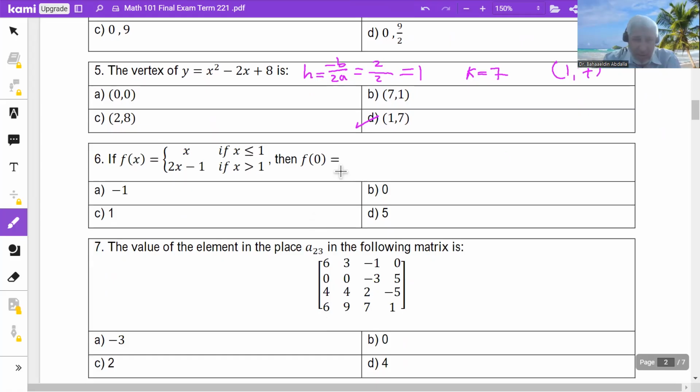And this is a piecewise function. How to find f of 0? Well, the definition would be x if x is less than or equal to 1. It would be 2x minus 1 if x is greater than 1. So you have to find out whether 0 is less than 1 or greater than 1. Of course, it is less than 1. So f of x would be x. That would be my definition. So f of 0, I replace x by 0, so it would be 0. And the answer would be part B.